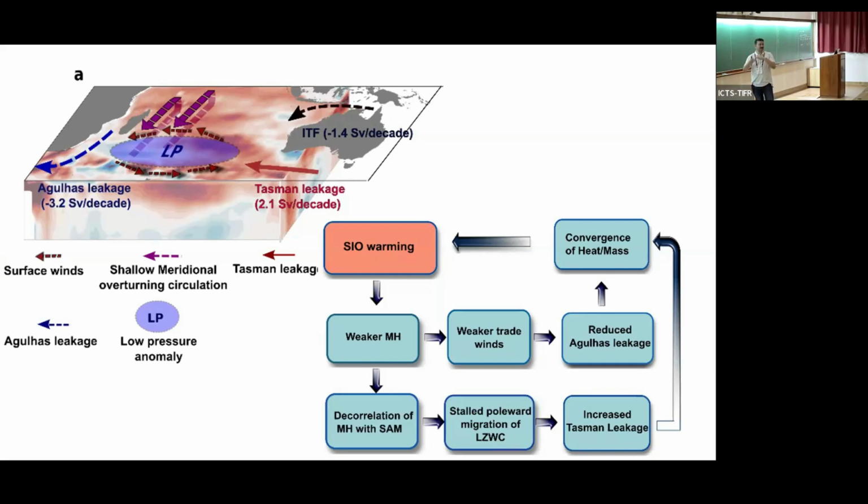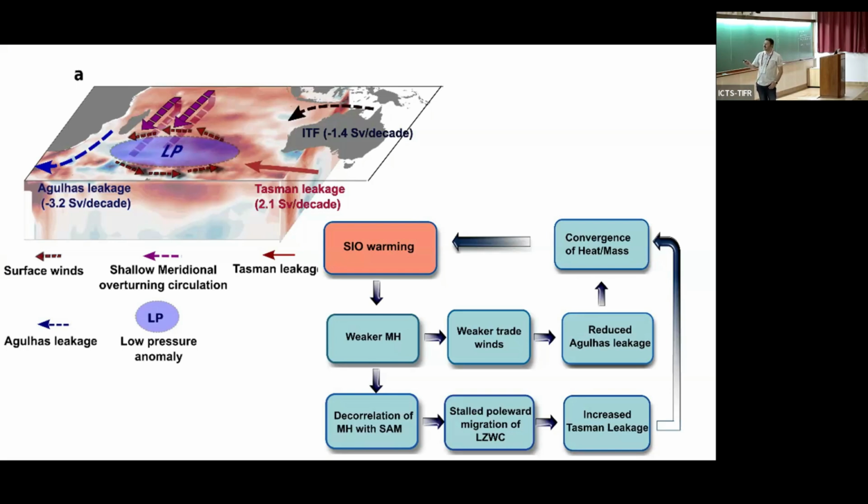So the extra water coming into the Indian Ocean, and this is a feedback loop that actually constitutes. So South Indian Ocean warming first due to the ITF weakens the Mascarene high, and that leads to decorrelation between the Mascarene high and the South Indian Ocean SAM. So the poleward movement stalled and then increases the Tasman leakage. Once you increase the Tasman leakage, that convergence happened.